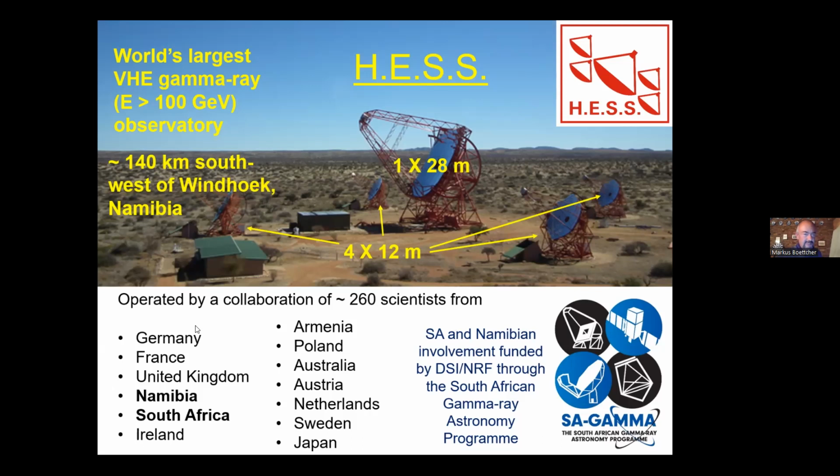The biggest contributions are actually made by Germany and France, but Namibia and South Africa are also very much involved there. There are about 4 institutions in South Africa and Namibia as members, and we are organized in a program called the South African Gamma Ray Astronomy Program that organizes and funds, through the Department of Science and Innovation and the National Research Foundation of South Africa, our participation in HAC and also the next generation Cherenkov Telescope Array. It's about 100 members at 6 institutions in South Africa and Namibia, and I've been chairing this consortium since 2013.